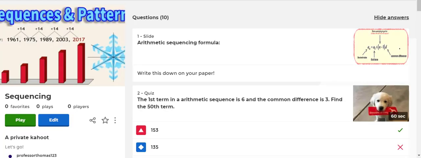Kids, welcome to Sequencing and Patterns games. Let's do a quick review of what we see here in the game that we played in the class.